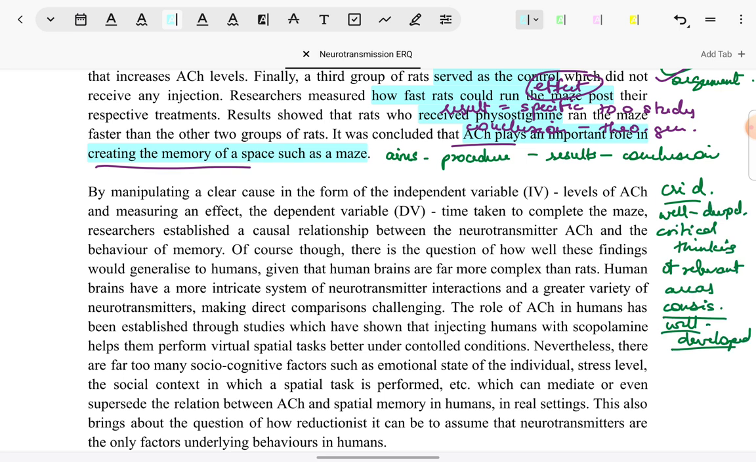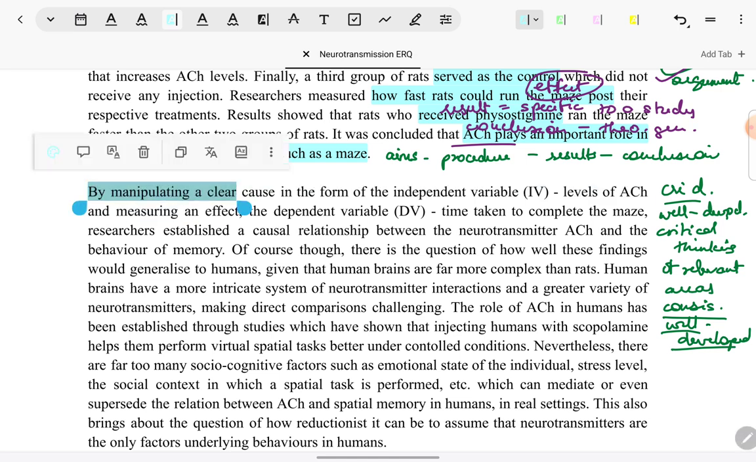So let's see with the example of the Martinez and Kesner study. At the same time, we can see how to evaluate the study as well as the broader argument which has been made. In the Martinez and Kesner study, we cannot doubt the cause-effect relationship which is established. Why can we not doubt it?